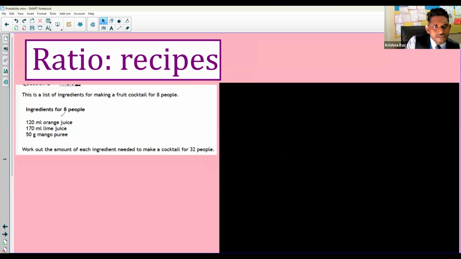we are given the ingredients for 8 people. We want it for 30. So our scaling factor will be 4. So we times everything by 4. Work out the ingredients, how much of each. Orange juice, 120 times 4.